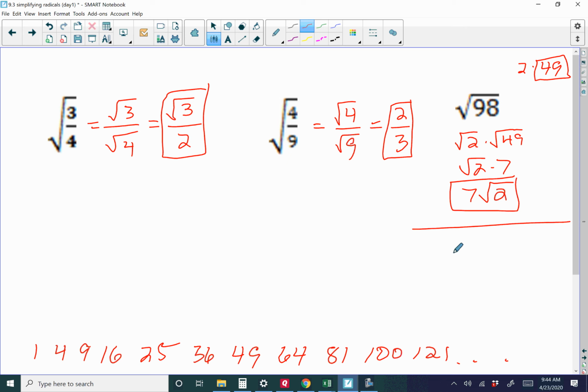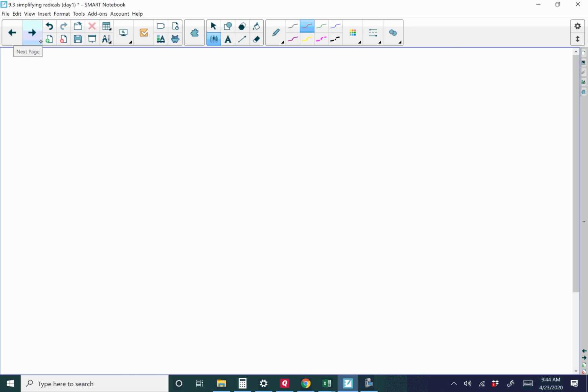Again, if you want to, you can use a factor tree. Square root of 98. I get 2 and 49. 7 and 7, that's a pair. 2 is not. So I have 7 square root of 2.